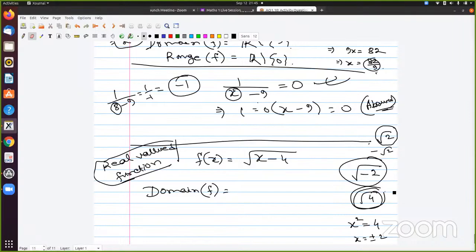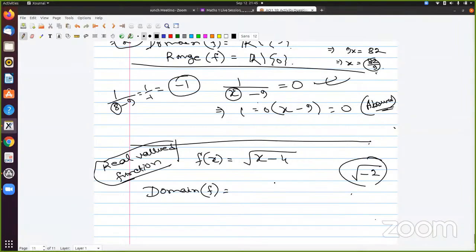So can we treat any such root over of something as a function? Yeah, that's what I am doing. Okay, sir. So inside the root there cannot be a negative number, right?